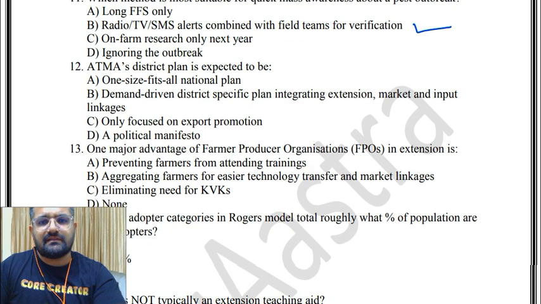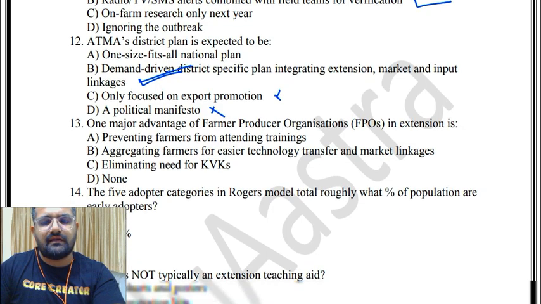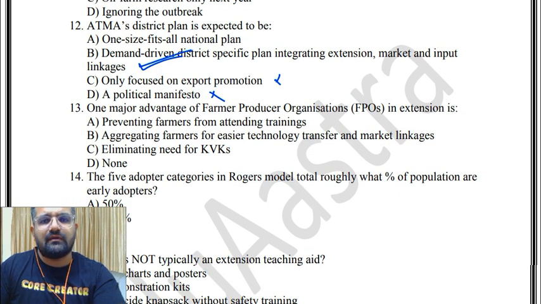ATMA's district plan is expected to be: one size fits all national plan, demand driven district specific plan integrating extension, market and input linkages. So we talked about how every region has different demands and differences, so that is B. Only focused on export promotion, a political manifesto. So the answer is B, that is demand driven district specific plan integrating extension, market and input linkages.